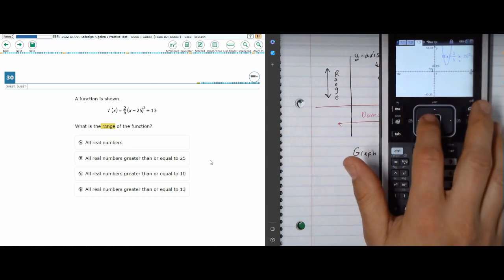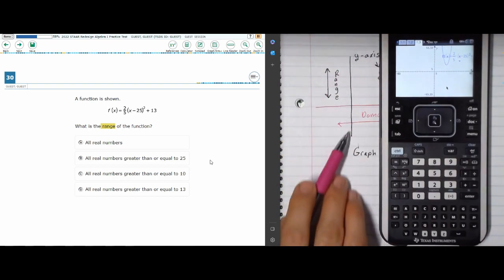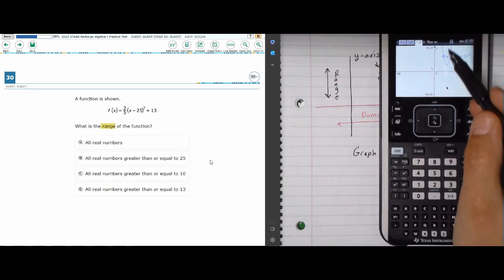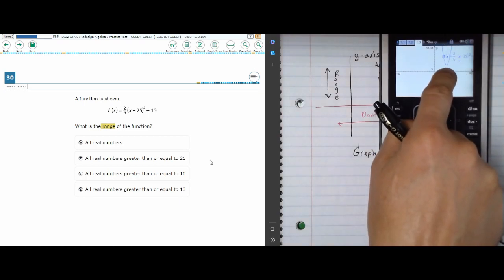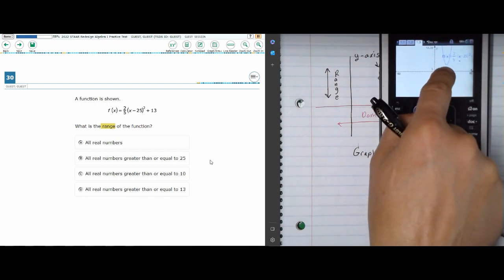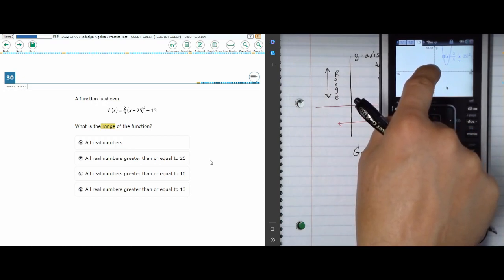I'm going to hit escape so that we don't zoom out anymore. Now, when it asked about the range, I want you to remember range is up and down. So I want to see how far this parabola goes up and down. I can tell you right now it has a minimum because it opens upward. So I've got to figure out what this y value right here is, because that's the furthest it goes down. That's going to be my low end of my range.